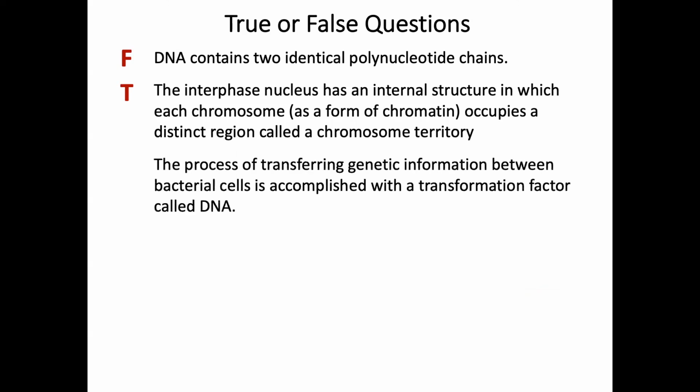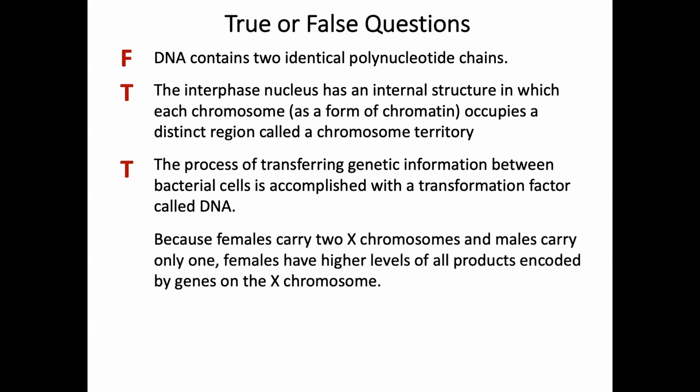Okay, next one. The process of transferring genetic information between bacterial cells is accomplished with a transformation factor called DNA. This is true or false? Okay, so the answer is true. Actually, Griffith's experiment proved this point, right?